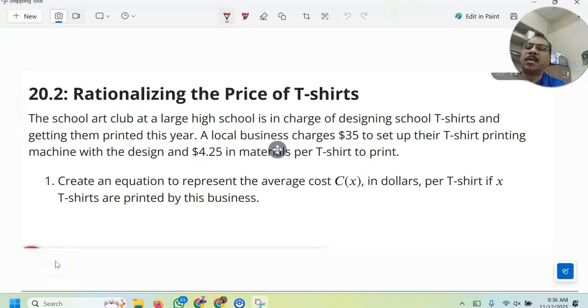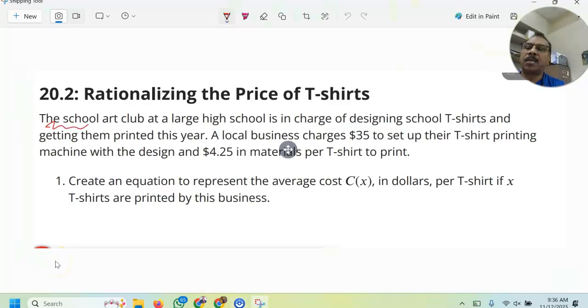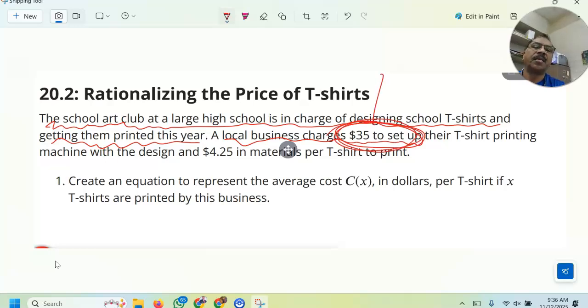Okay, so look at this. The school art club at a large high school is in charge of designing school t-shirts and getting them printed this year. A local businessman charges $35. Can you put this as important information: this is a one-time expense.